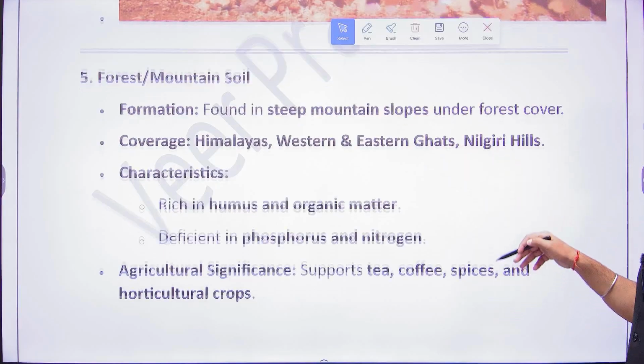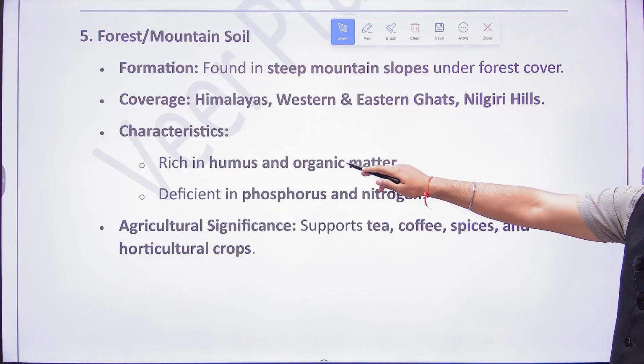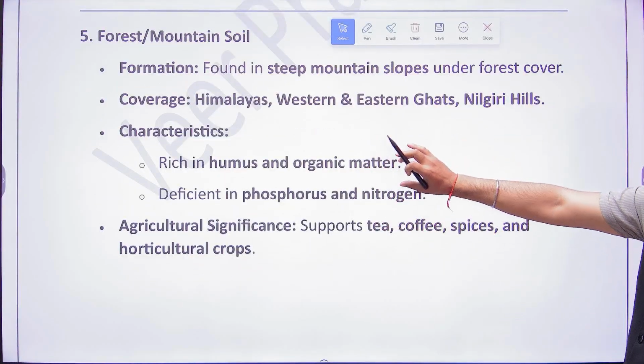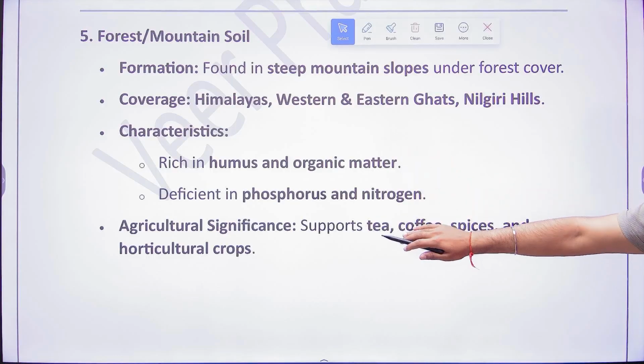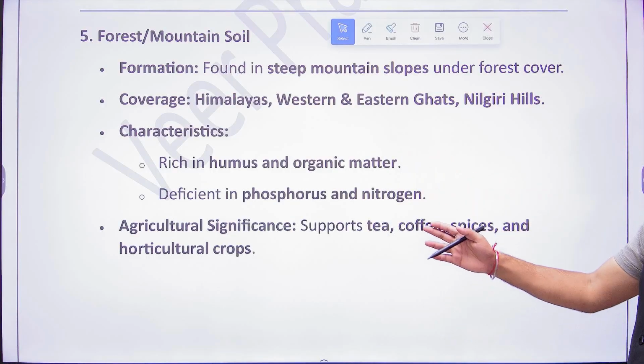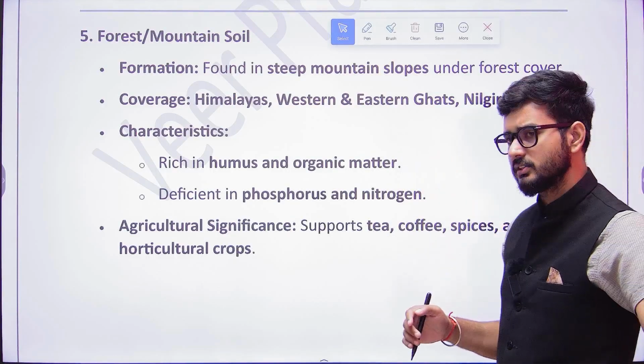Where are they found? Okay, you need to cancel this particular statement. You need to cancel both of these statements. And what do we generally produce here? Tea, coffee, spices, and horticulture crops.